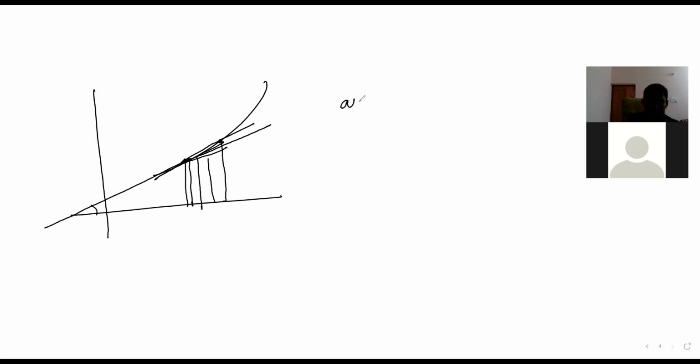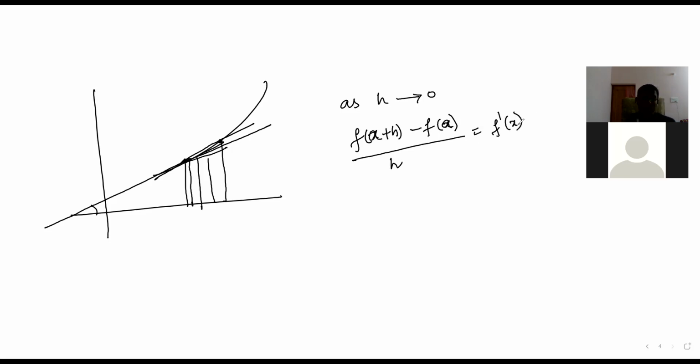So as h tends to 0, the slope, f of x plus h minus f of x by h, as h is tending to 0, this is called f dash of x. So practically, what is this? If you see here, this is a slope only. As h is tending to 0, this is f dash of a.